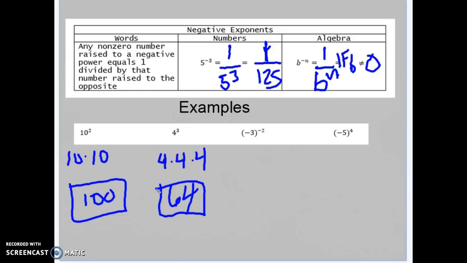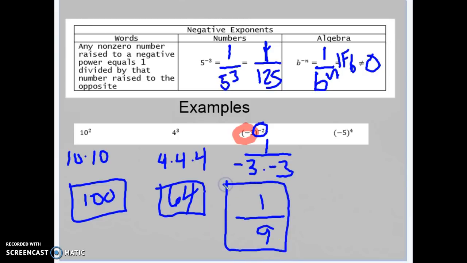Negative 3 to the negative second power. Notice that my negative 3 is inside parentheses. That's a huge thing. Because that's in parentheses, that means I'm taking negative 3 times negative 3, but it does turn into a fraction because my exponent was negative. So now what happens when you do a negative times a negative? It becomes positive. So I multiply negative 3 times negative 3. I get a positive answer of 1/9. So that's my final answer.